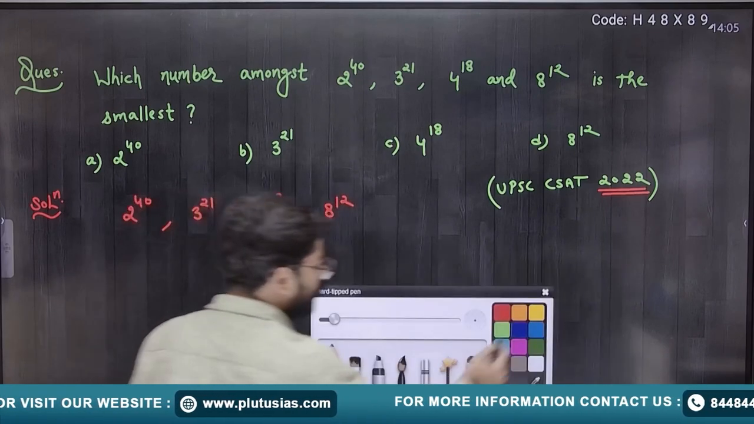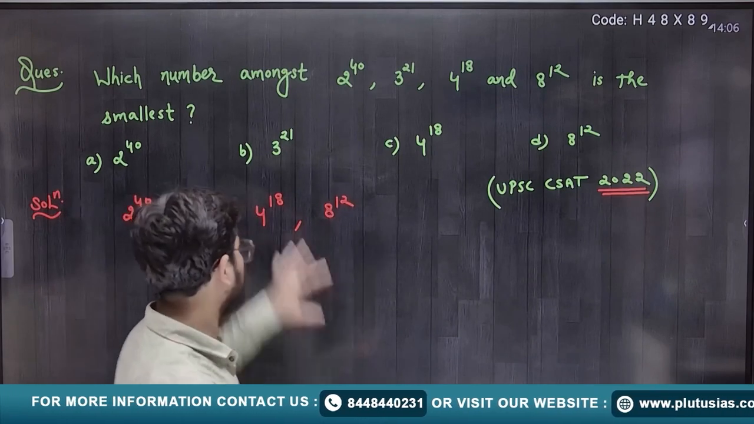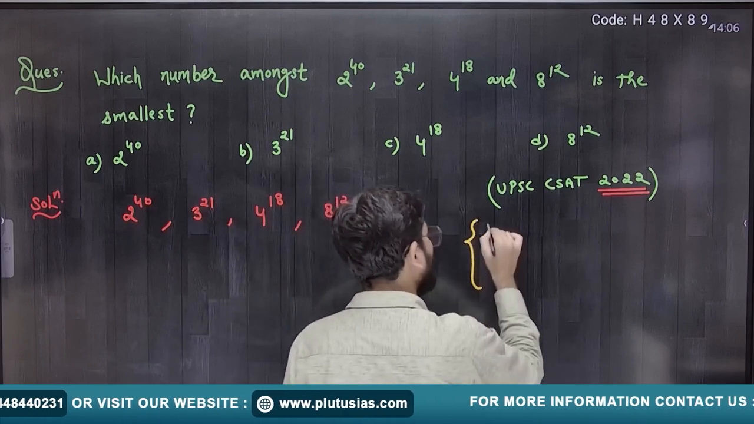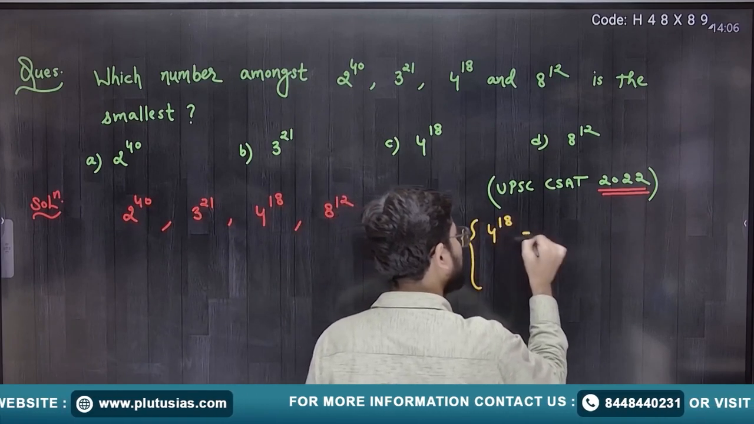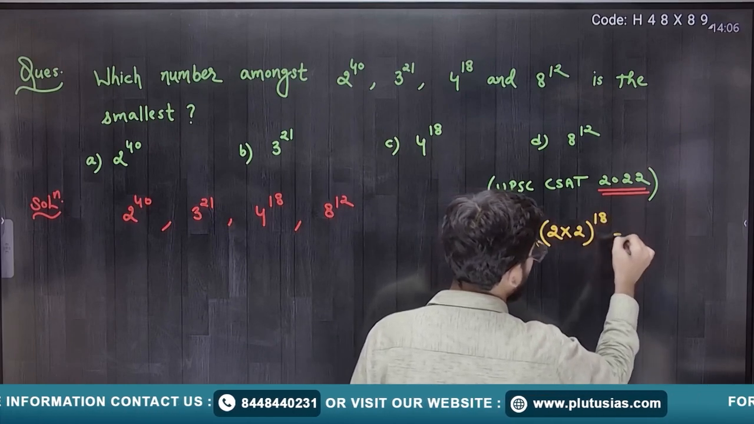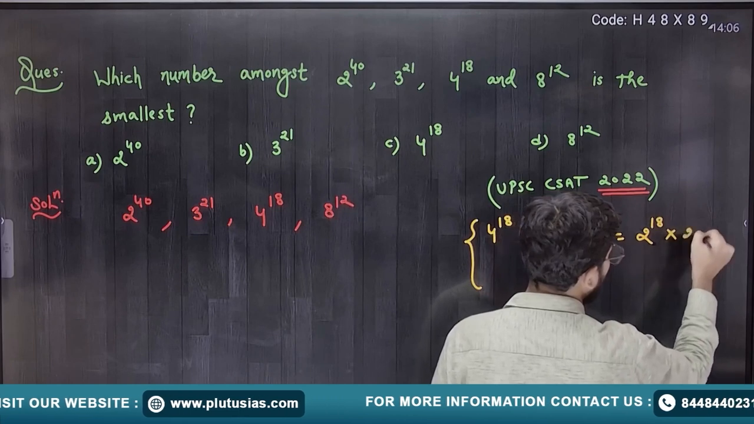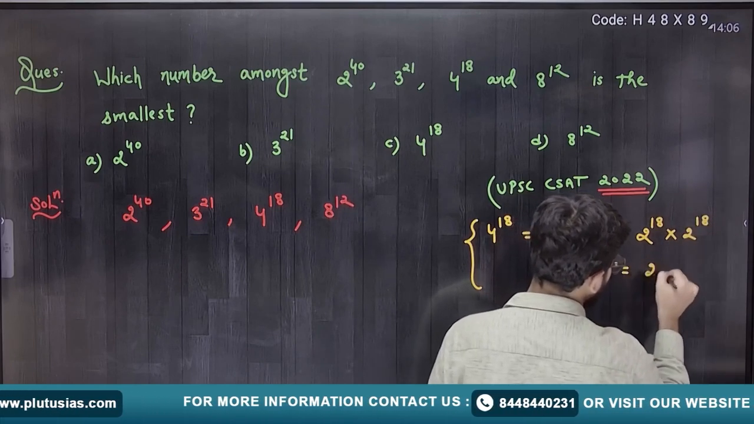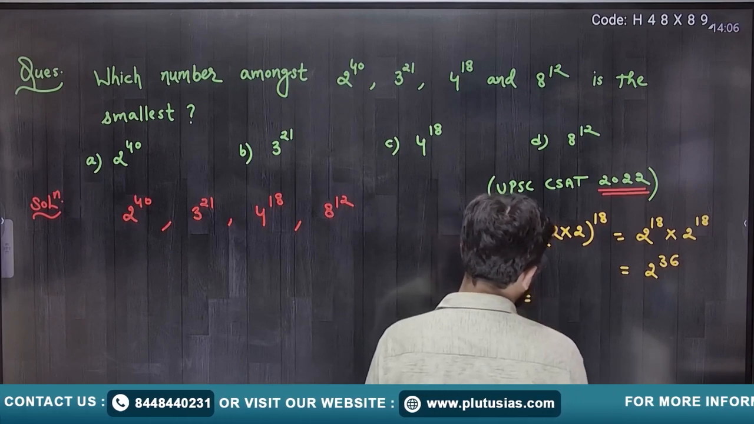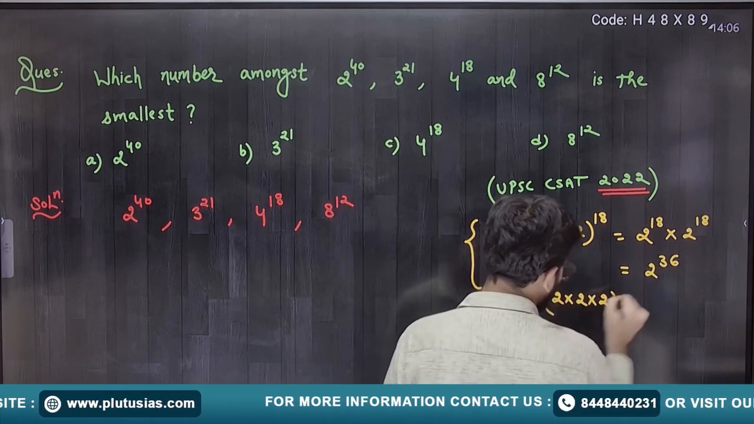So first of all, you know 4 is what? First of all, change that 4 power 18 in terms of 2. You can write 4 power 18 as 2 into 2, that is 4, and this to the power 18. So you can say this is 2 power 18 into 2 power 18, and this will be 2 power 36. And similarly, 8 power 12 is what? You can say 2 into 2 into 2 to the power 12.